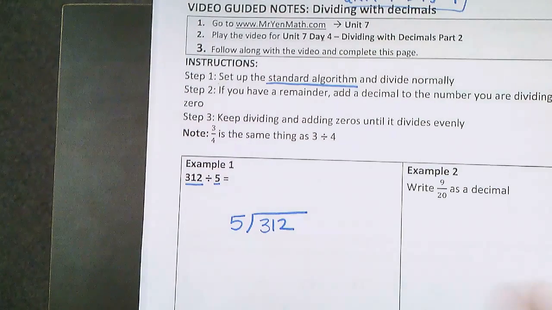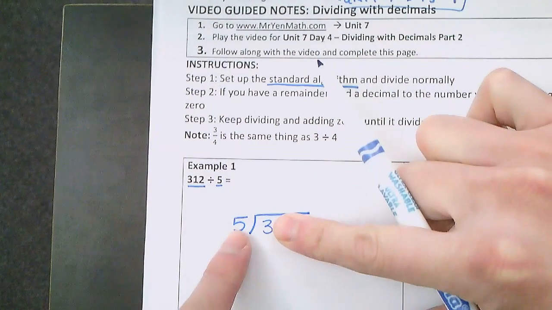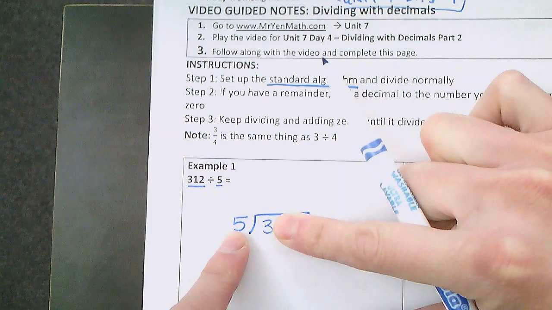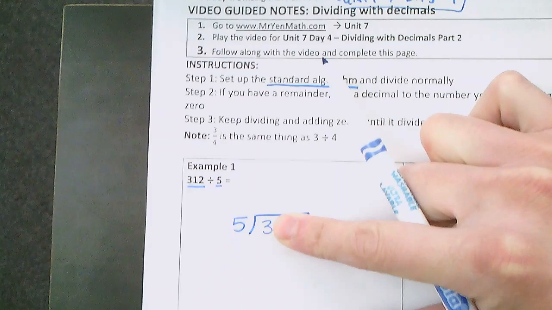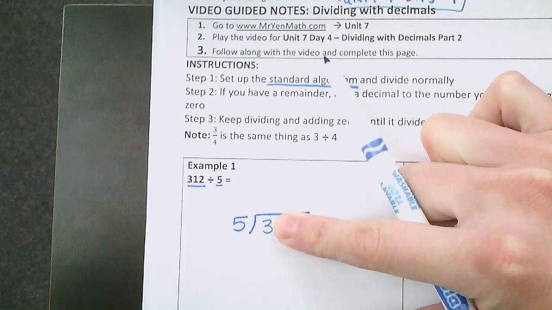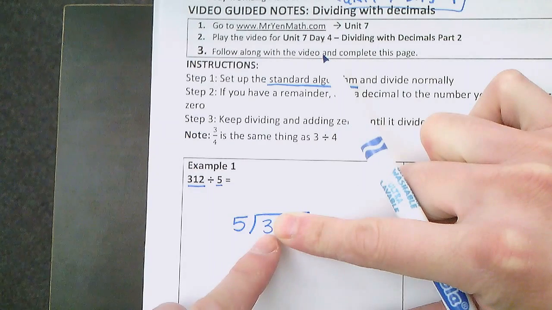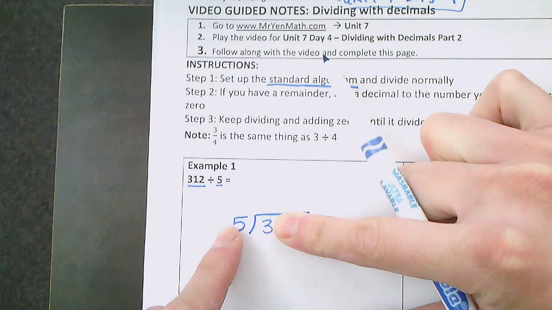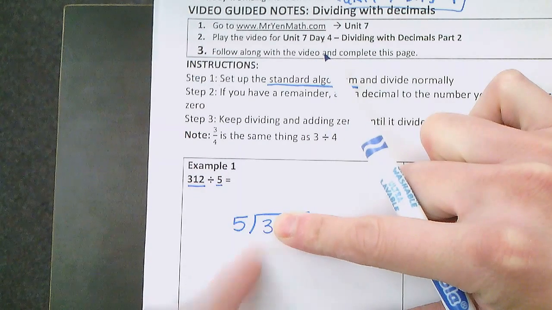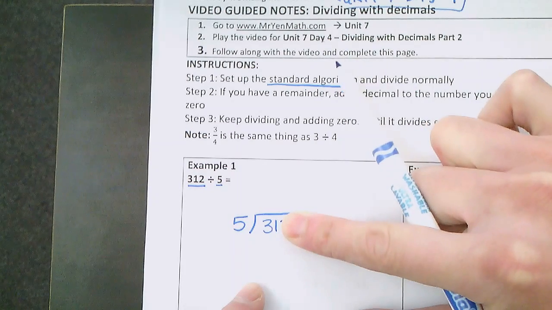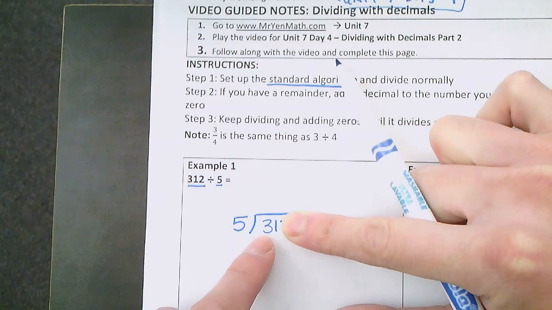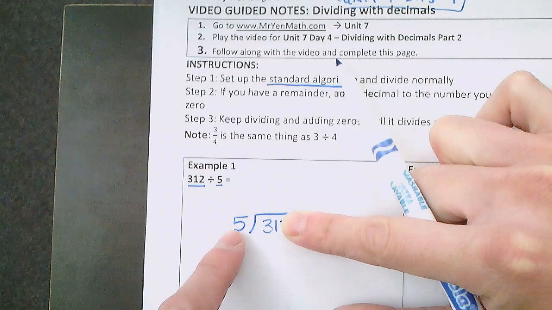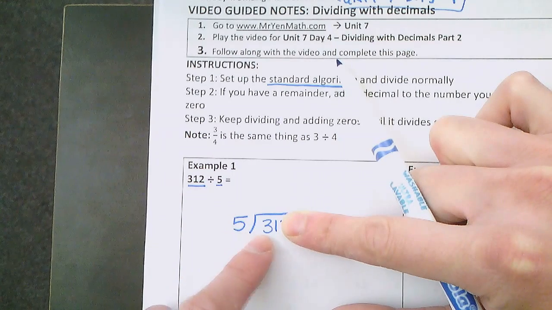So first, we look at our first digit. Can 5 be divided into 3? No, it can't, because 3 is smaller than 5, so we can't fit any 5s into 3. So we go to our next digit. So now we added the 1 and we have 31. How many times can 5 go into 31?